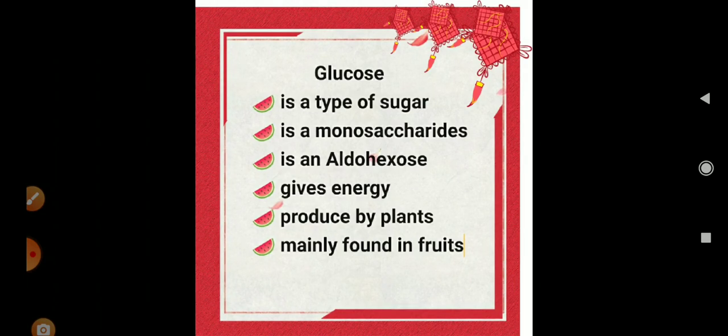Glucose is a type of sugar. It is a monosaccharide. It is an aldohexose. It gives energy. It is produced by plants and mainly found in fruits. These are the topics we have already discussed in the previous video. Now let us start the details of glucose.